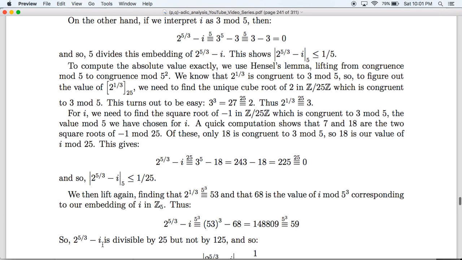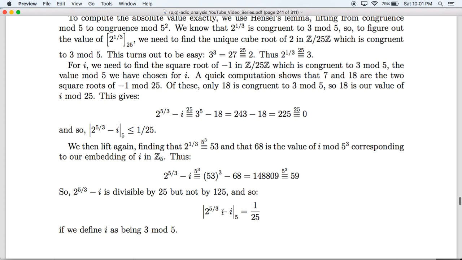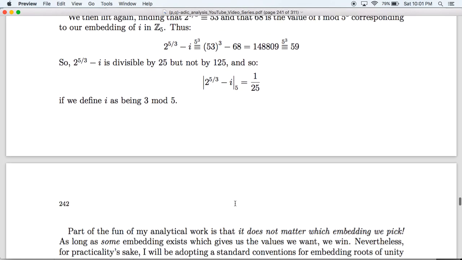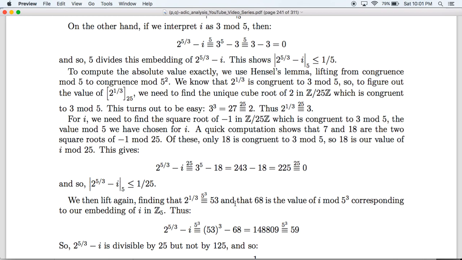So that means this number is divisible by 25, but not by 125, and therefore that makes its 5-adic absolute value equal to 1 over 25. So in general, this is the method that I'm going to be using when computing the p-adic absolute values of a given number.